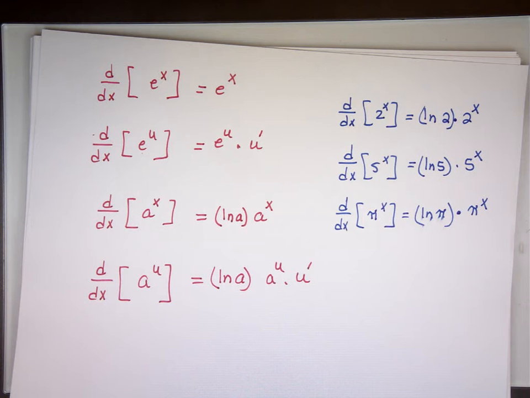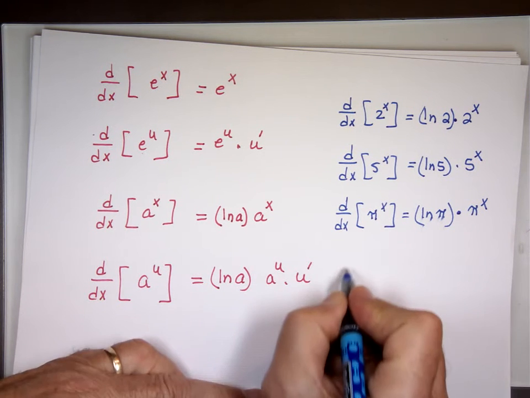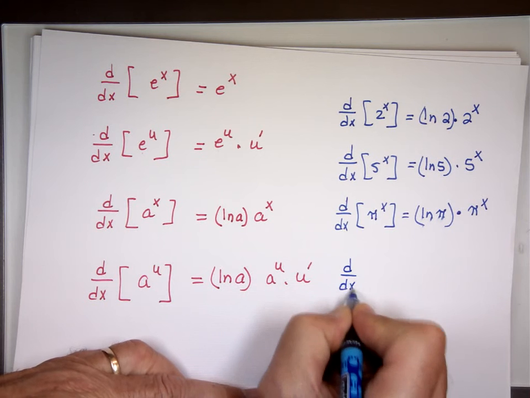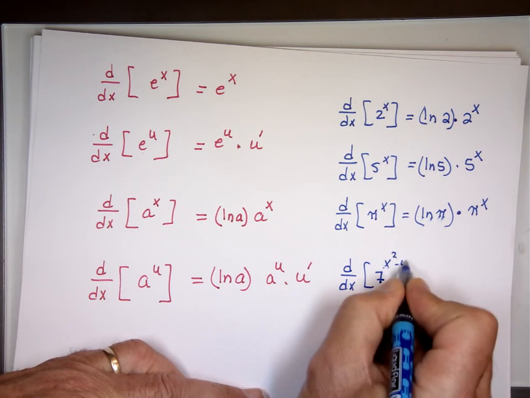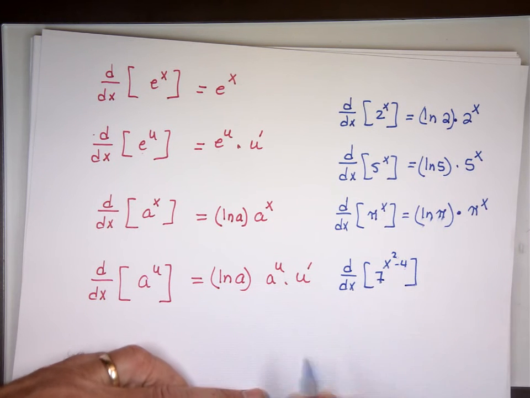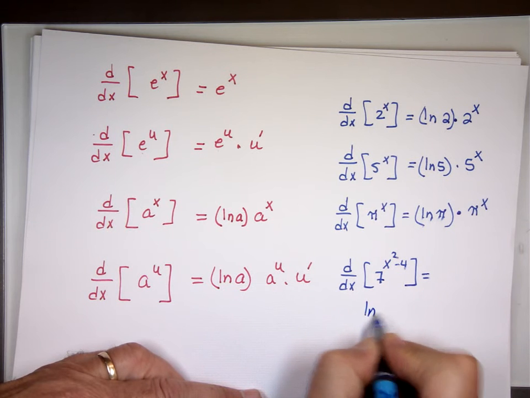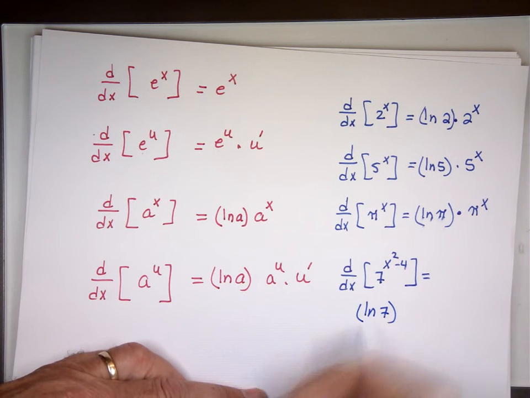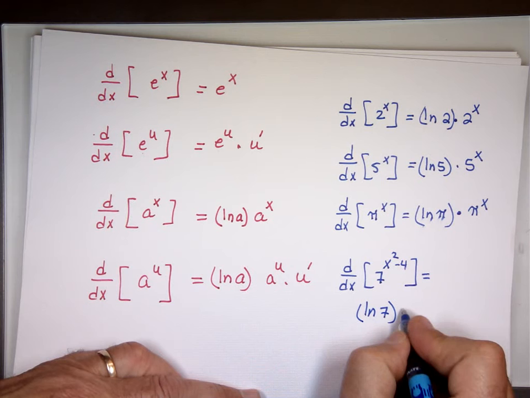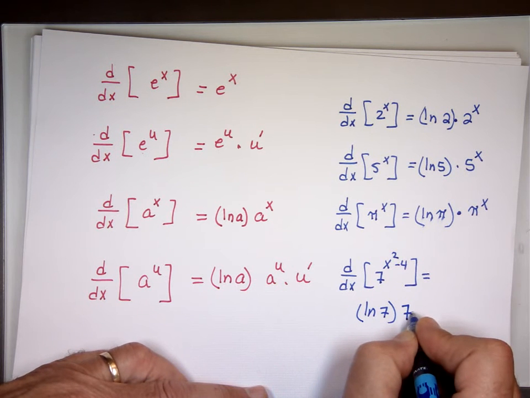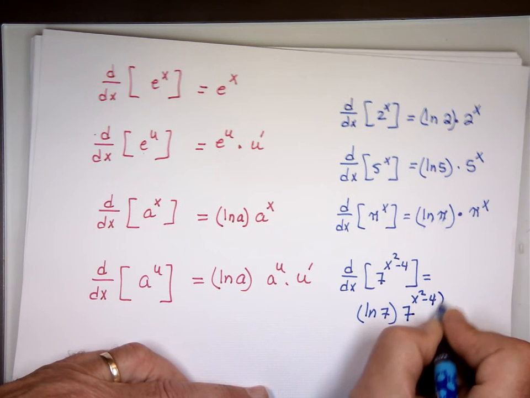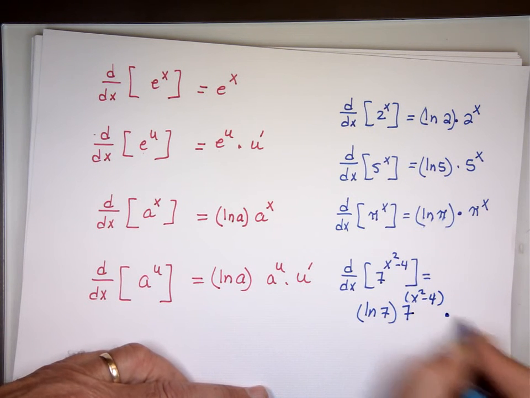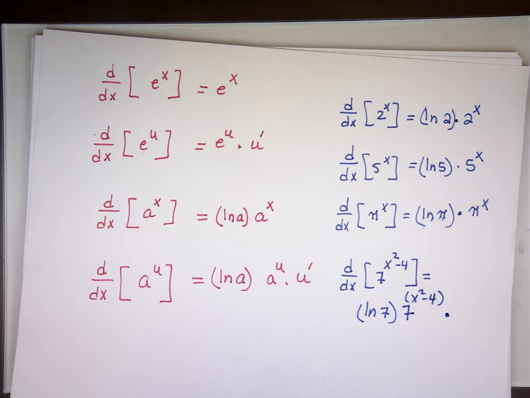So here we go. What's the derivative of 7 to the power of x squared minus 4? First, it's the natural log of 7, that'll be in the front, times what? 7 to the power of x squared minus 4. Am I done? No. Times the derivative of x squared minus 4, which is what? 2x.